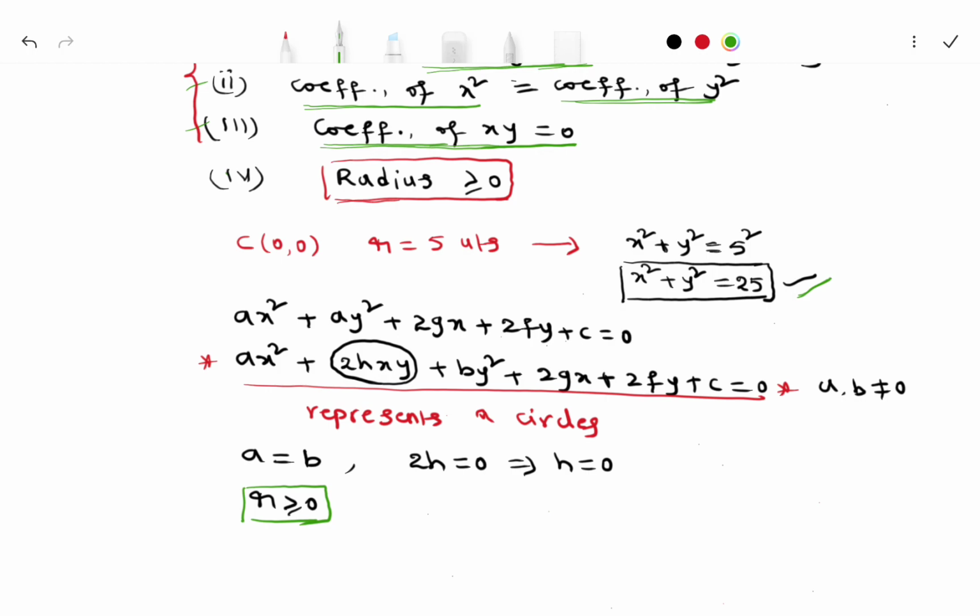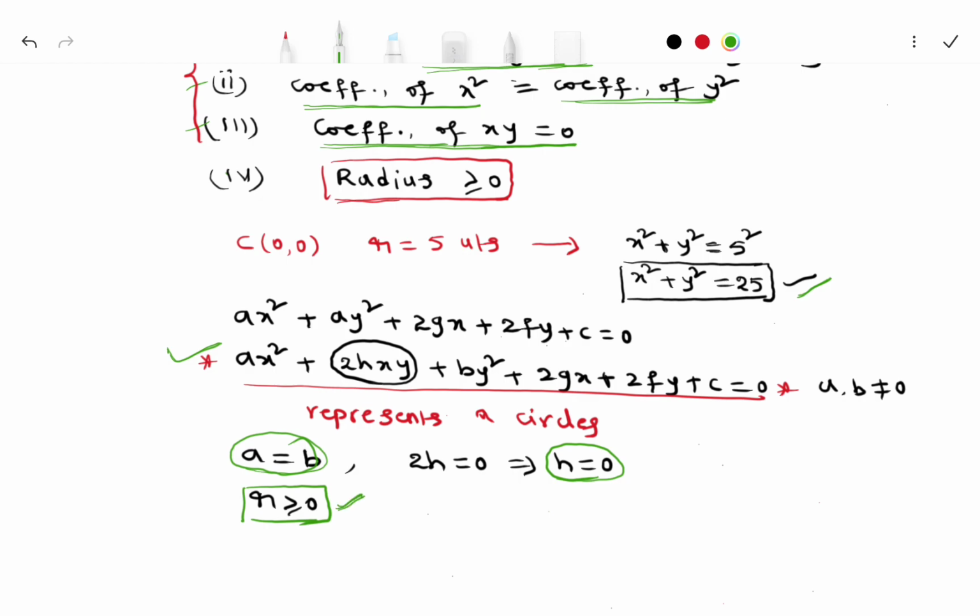And next, first you have to concentrate on this equation. Here, this one is a second degree non-homogeneous equation. This one represents a circle, and the condition will be this one. How will you get A is equal to B? From the above conclusions. And here H is equal to 0 from the third condition in the above conclusions, and R is greater than or equal to 0.